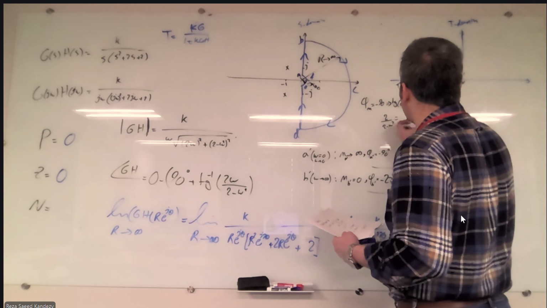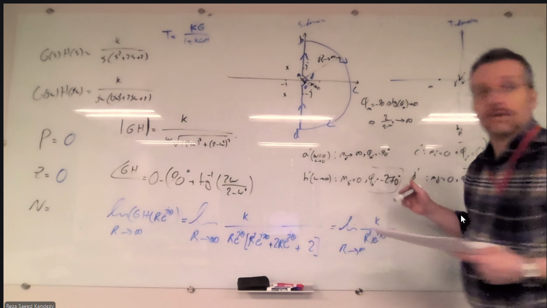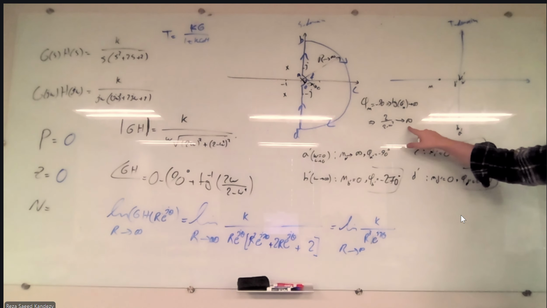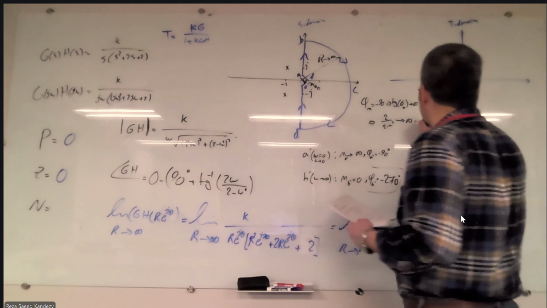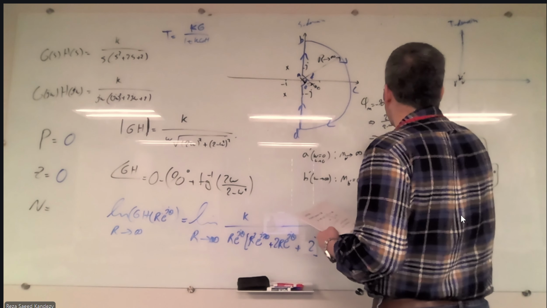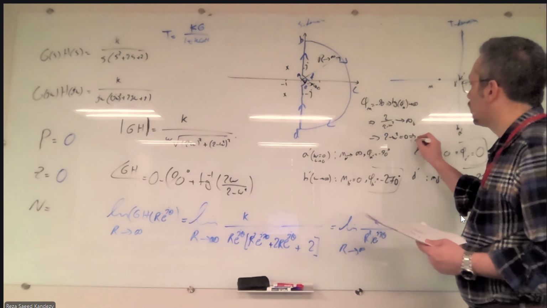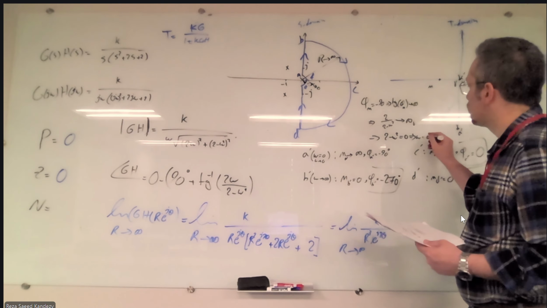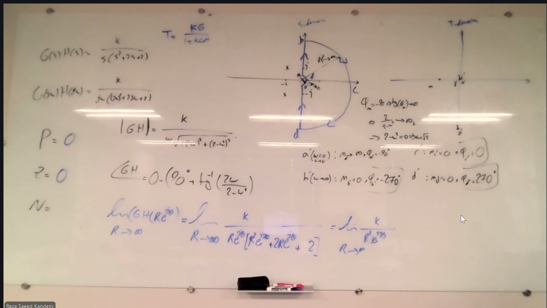That means the 2 over 2 minus omega squared should go to infinity. When would that happen? When the denominator is 0. So that means 2 minus omega squared should be 0, which would happen only if omega is the square root of 2. Are we okay? Is that clear?